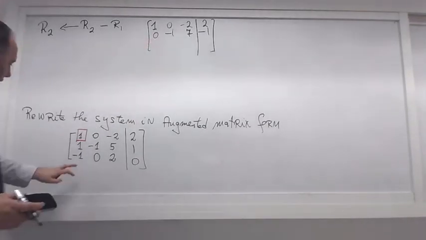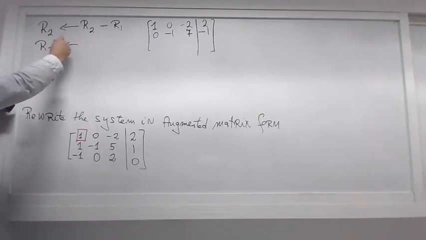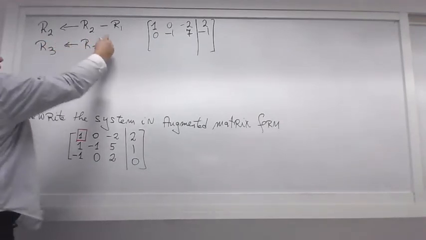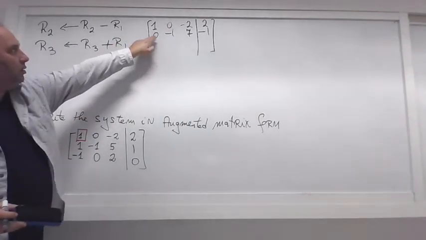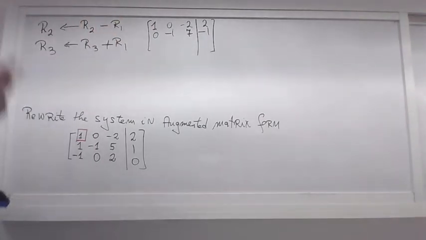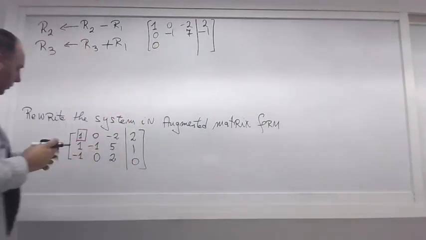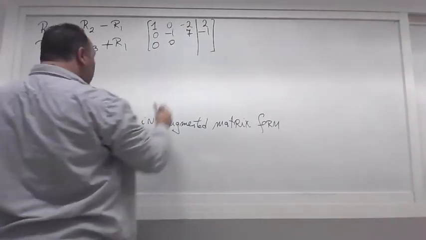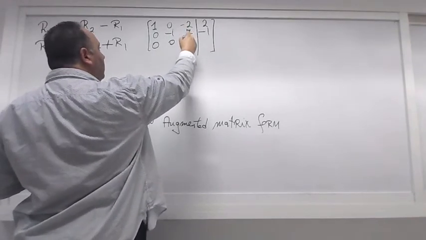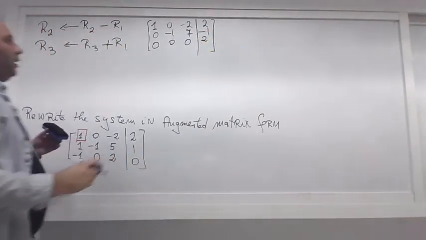So now I want to introduce 0 instead of minus 1. So what I'm doing, I'm replacing row 3 by row 3 plus row 1. Once I have my 0 below the leading entry, I don't touch it. It's beautiful. So now I want to introduce 0 here. Perfect, so I add them. I figured out that that's going to work. 0 plus 0, 0. And 2 plus minus 2 is 0. And then 0 plus 2 is 2. Gorgeous.